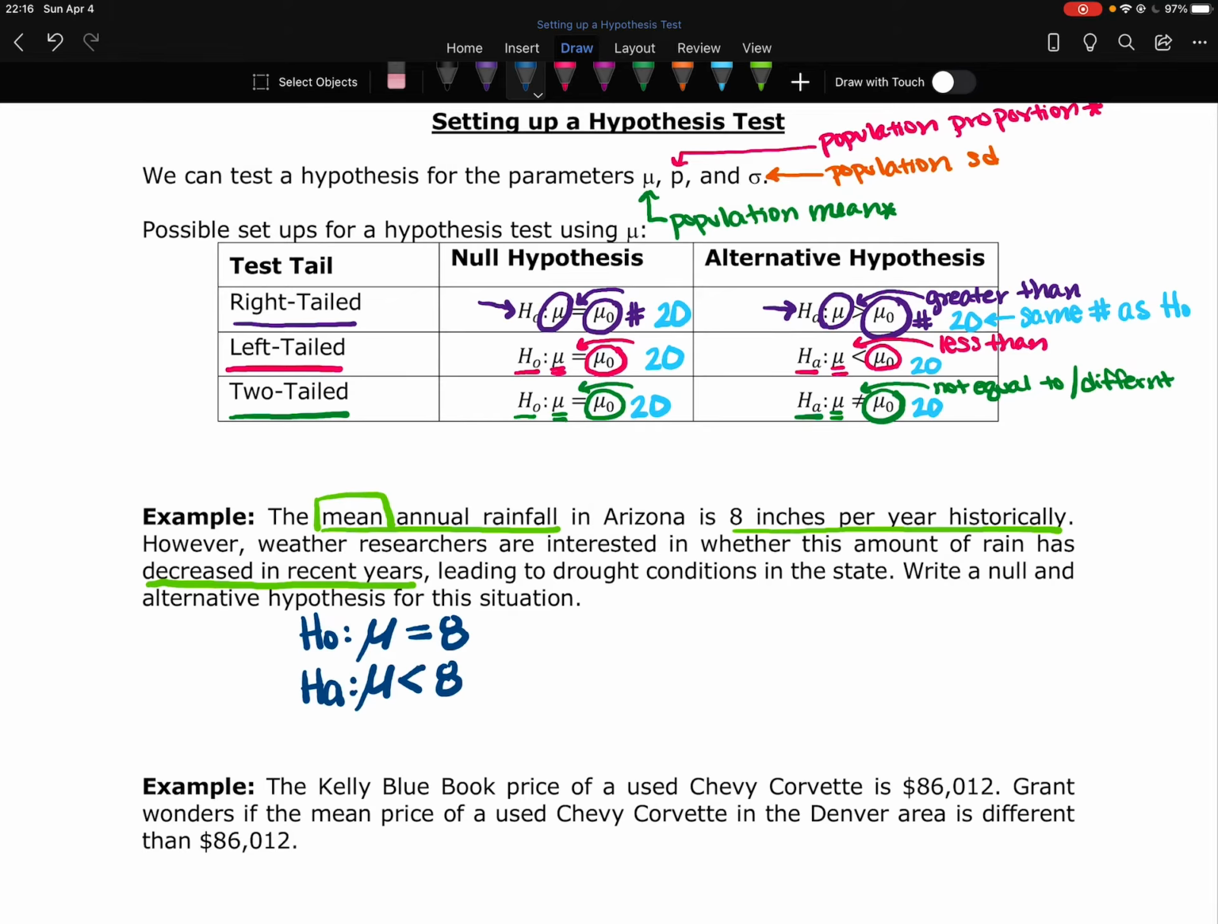And that's how you set up this first problem. So I'm looking at the mean. I look at how much it was in the past or how much I was told it was. And then what do the researchers think is happening?